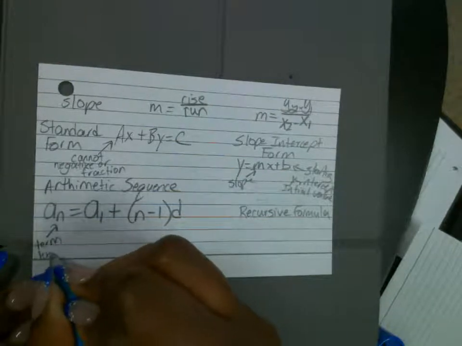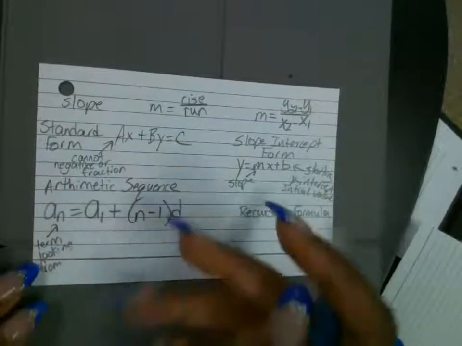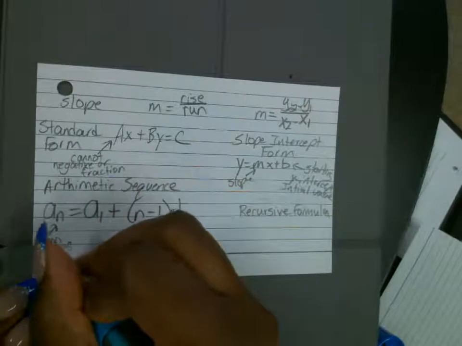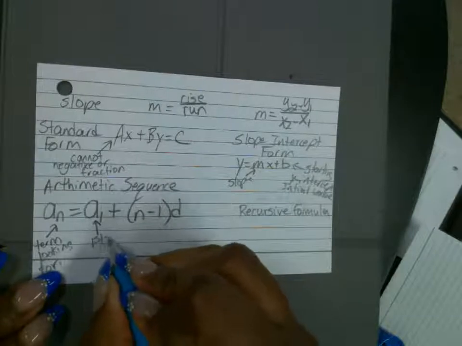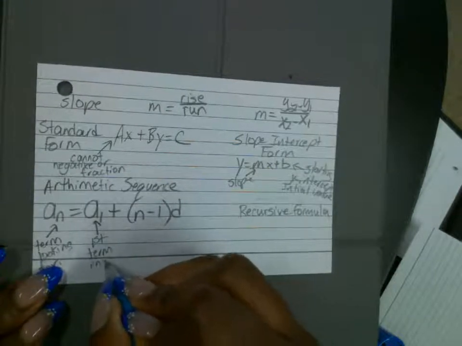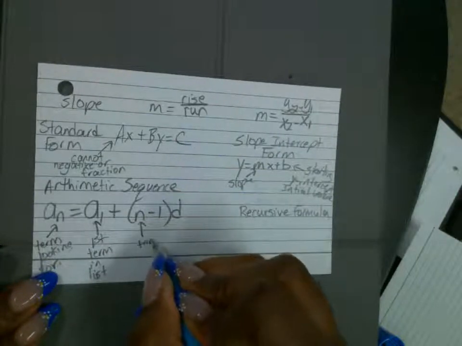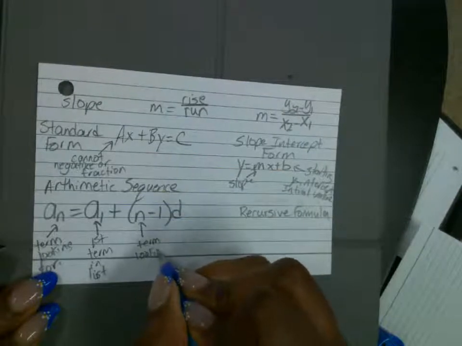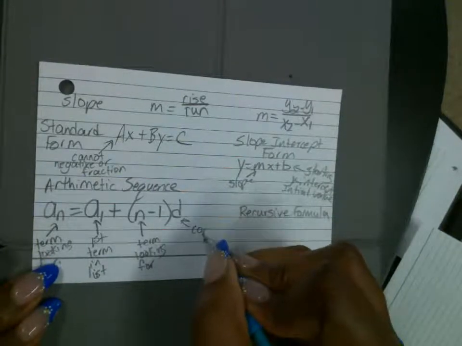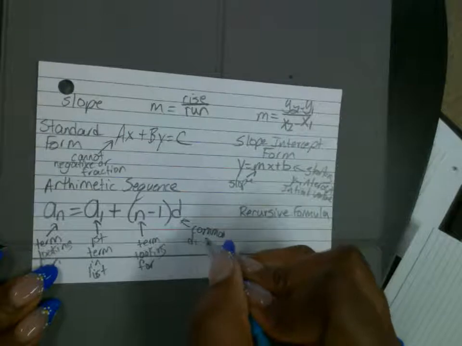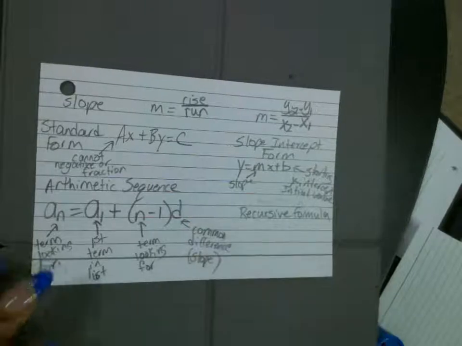All right, so this is the number that you're looking for. So if you're looking for the fifth, then you're going to put a sub 5. And what's a sub 1? The first term in the list. Very good. And what's the n again? The term you're looking for. And what's the d? The common difference. Or the slope, right? Questions?